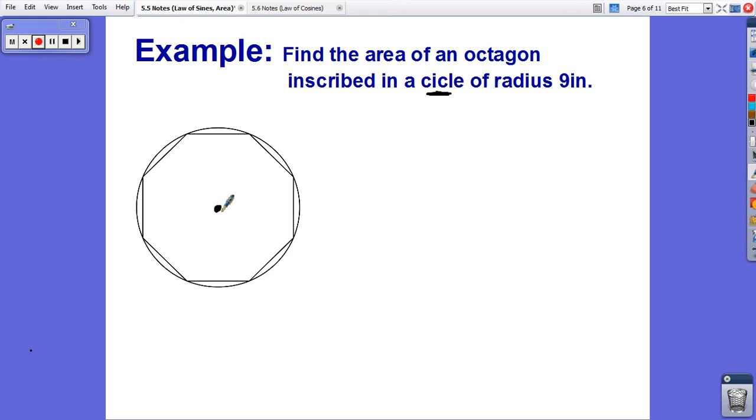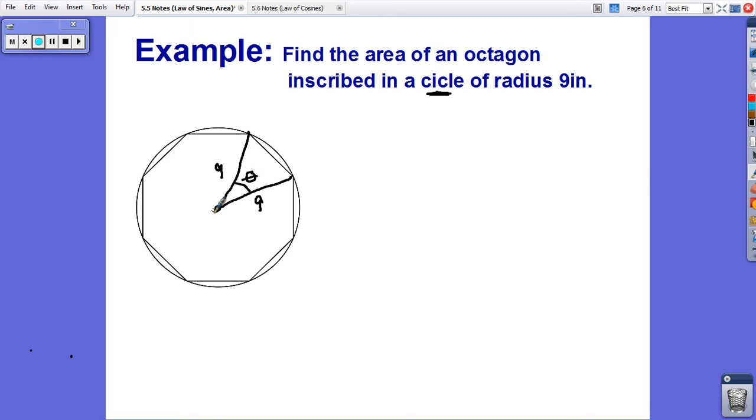So I'm going to draw a radius to the edge of my circle, and this is 9 inches, and this is 9 inches. That's the only side lengths I know. I don't know what this side length is over here. We're going to end up finding that. But right now, I do know, or I can figure out, what this angle is here.